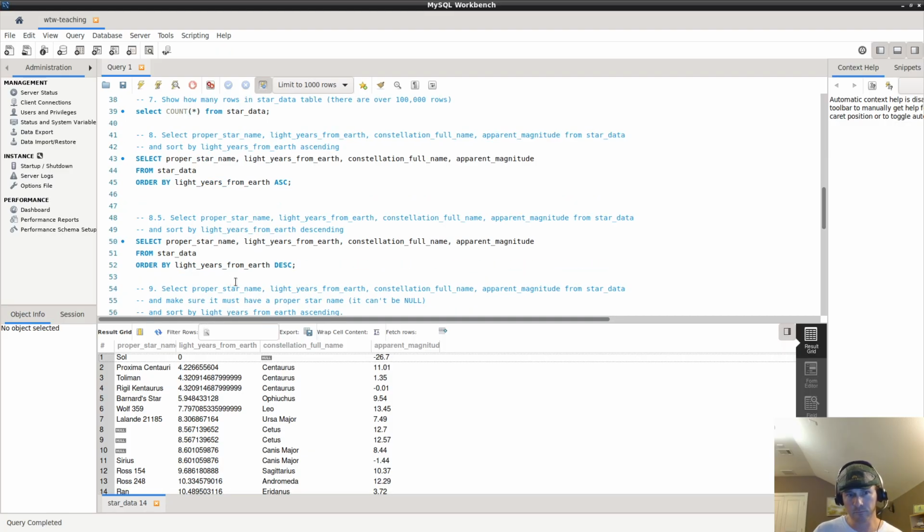And I sorted it by the light years from Earth. So these stars, Proxima Centauri is the closest star to us outside of our own sun. And then these two stars, actually all these three stars are part of a trinary star system.